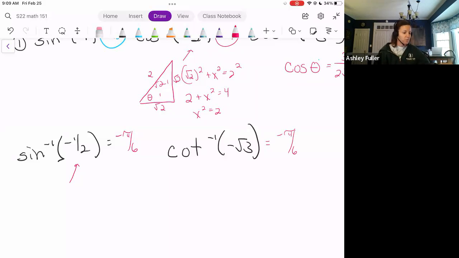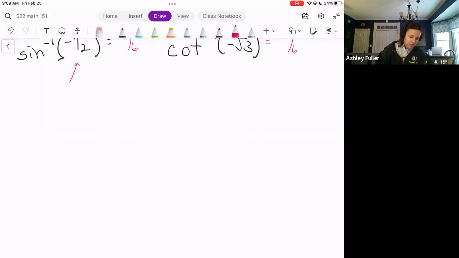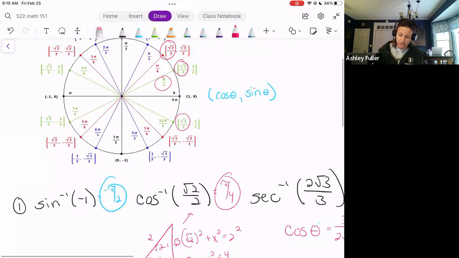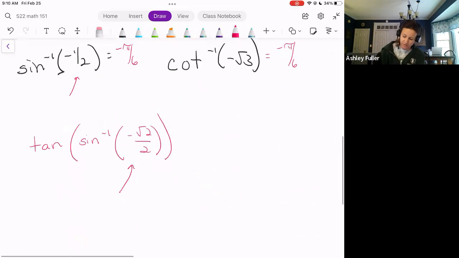The last thing I want to show you briefly is the idea of compositions of these functions. So for example, if I have the tangent of the inverse of the sine of negative square root of 2 over 2, I want to find what this angle is first and then figure out the tangent. Again, I need a y value of negative square root of 2 over 2, which is right here. But to get it into the correct domain range when we're looking at these inverse functions, that is going to have to become negative pi over 4.